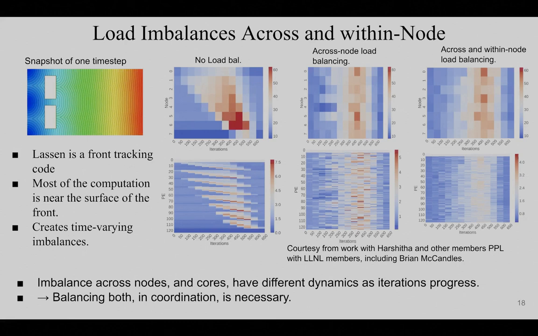With that, we also investigated load imbalances both across and within nodes. We used LLNL's Lassen to identify some of these load imbalances. This is courtesy of work with Harshita Menon and other members at Lawrence Livermore Lab, including Brian McCandless. The key thing is that the diagrams here show red hot spots showing both across-node and within-node load imbalance on the top and bottom.